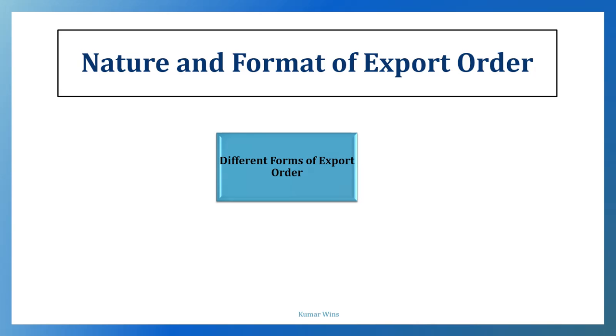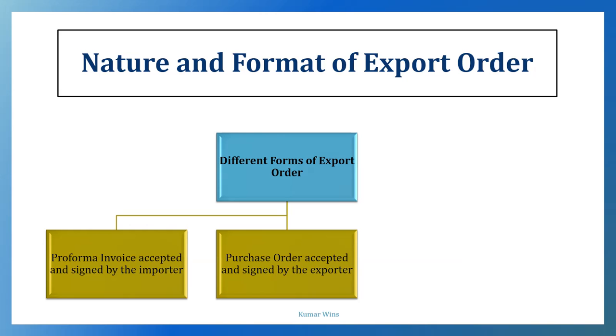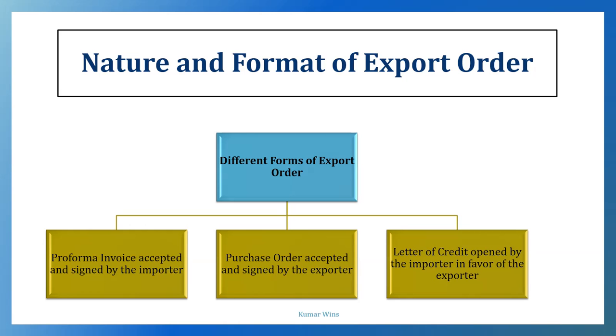Generally, an export order comes in three different forms. First is the pro forma invoice. This pro forma invoice is accepted and signed by the importer. The second one is the purchase order. This purchase order is accepted and signed by the exporter because it is issued by the importer. And the third one is the letter of credit. Letter of credit is opened by the importer in favor of the exporter. So let me choose this laser pointer. Here I am talking about this letter of credit.